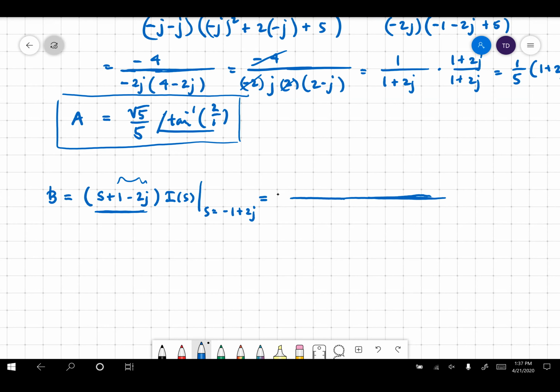Okay, so that's going to be equal to, let's go back to the function. The function that we had was 2S cubed minus 2S squared plus 2S minus 6 divided by, now leave the S squared plus 1 alone, and then the other term over here is S plus 1 plus 2J, when S equals minus 1 plus 2J.